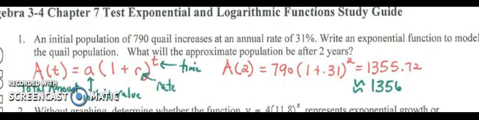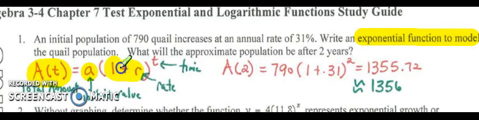In problem number 1, we are going to use an exponential model. The model is the total amount after a certain amount of time. I'm going to have my initial amount, and then 1 plus my rate taken to the t power, which is my amount of time. So my initial value is 790 quail. So that's how I got 790.